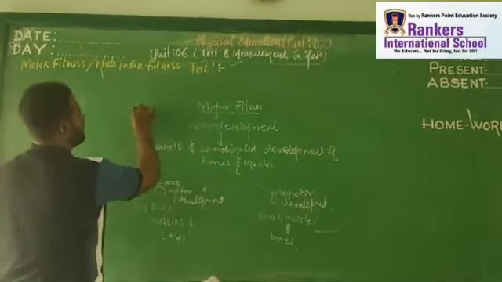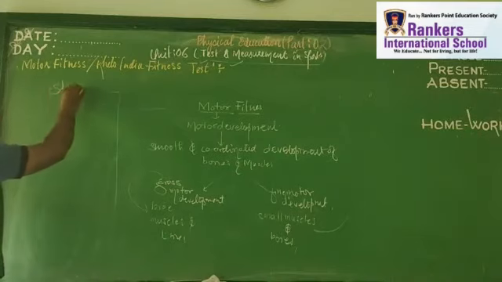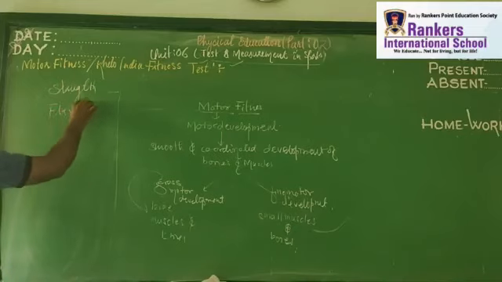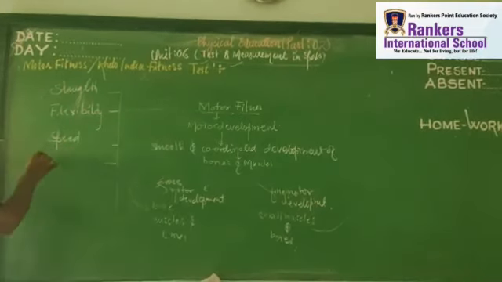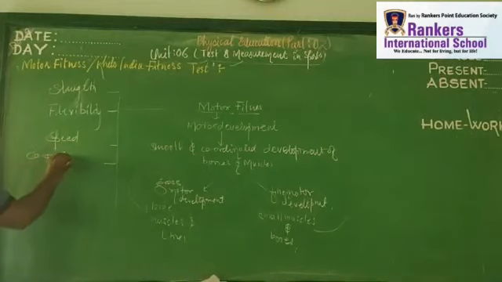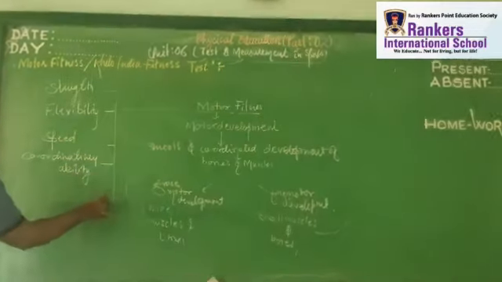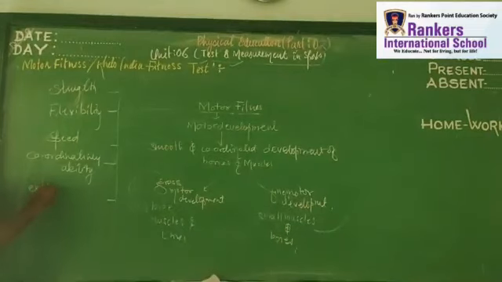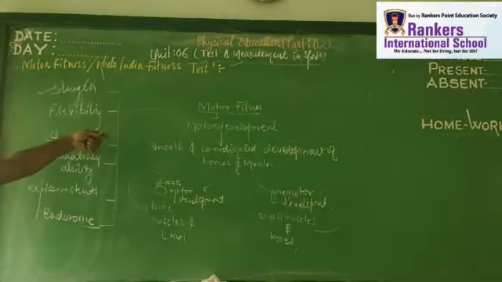When we talk about motor fitness, our body should have a sufficient amount of certain things. Our body should have strength. Our body should have flexibility. Our body should have speed. Our body should have coordinative ability. Our body should have explosive strength, which is called strength only. Our body should have endurance. As you know, this is the second part of our chapter.